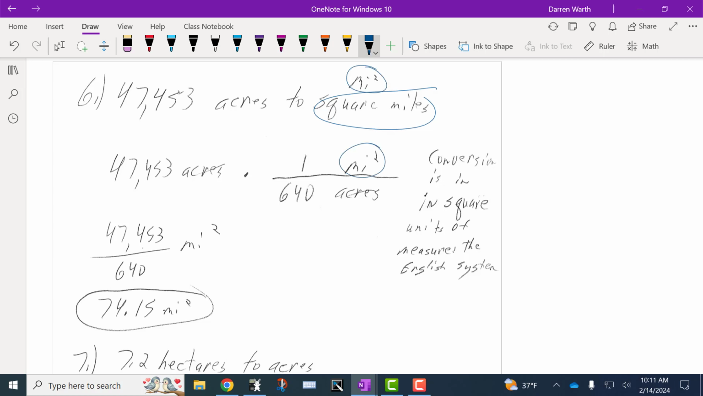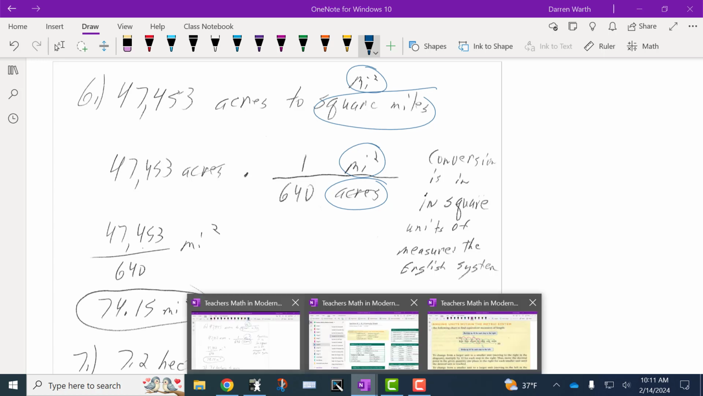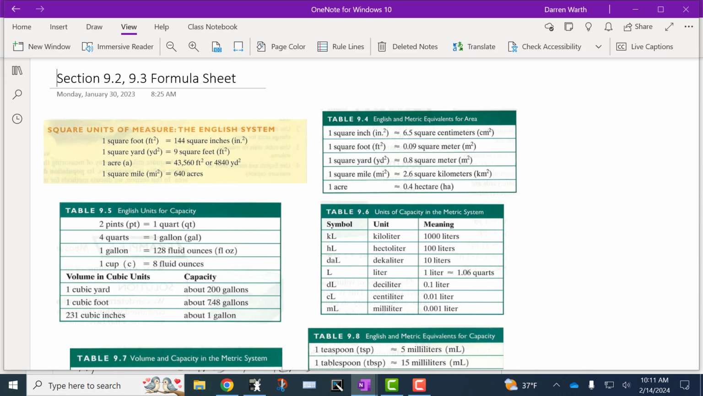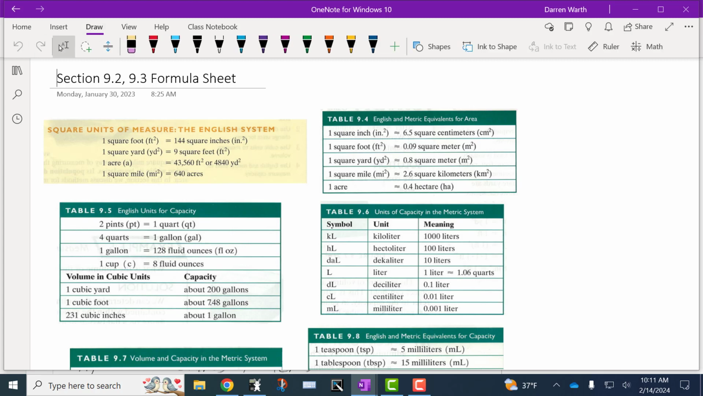So we're going to put that in our numerator. And the unit that we want to get rid of, which is acres, we put in the denominator. So remember to go to your formula sheet and check to see what that conversion is. So we just got to find the conversion of acres to square miles. When you find that conversion, you're going to notice that conversion is right here.